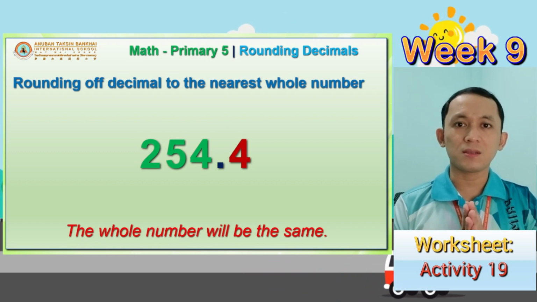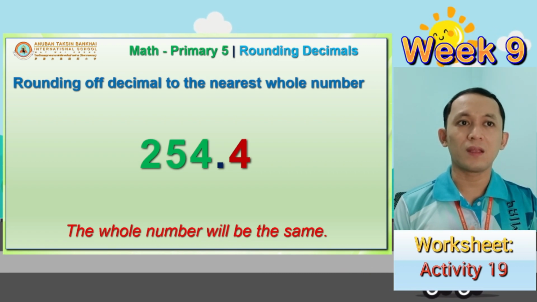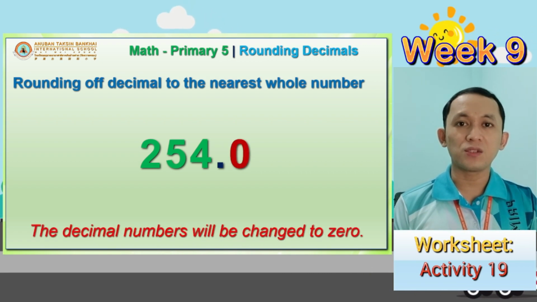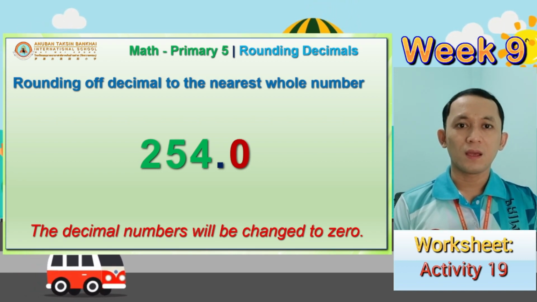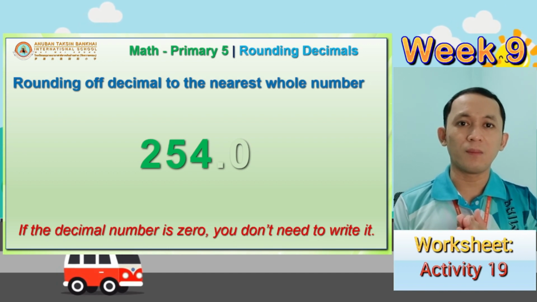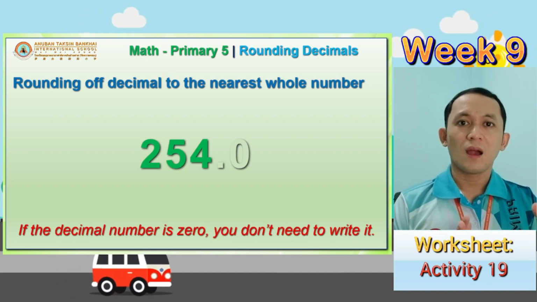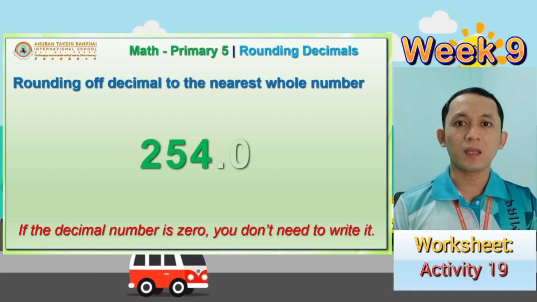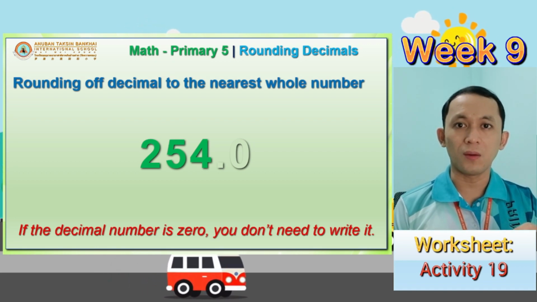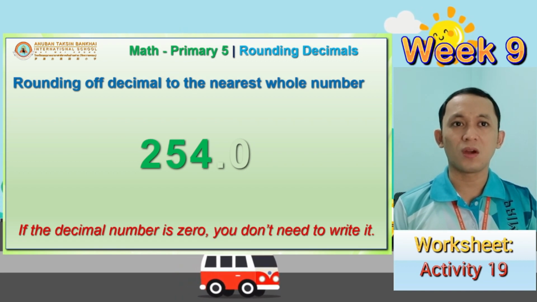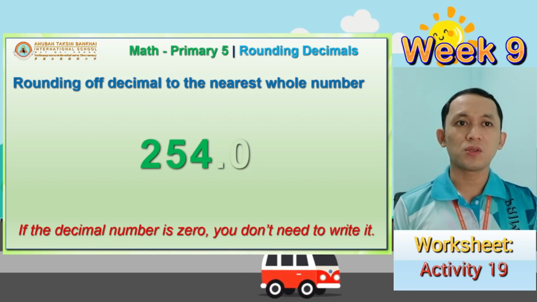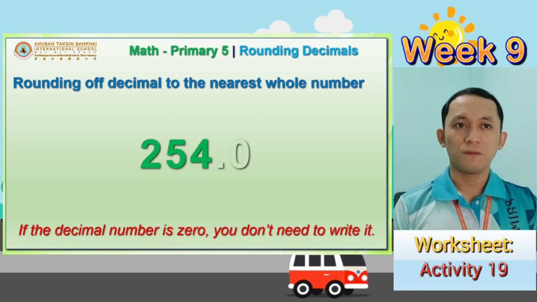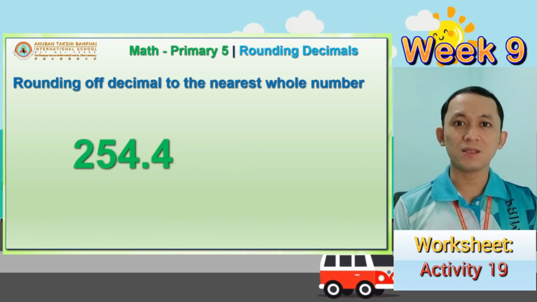Now the decimals on the right side will be changed to 0. So the number that we have here is 254.0. Now in decimals, if the numbers on the right side are 0, you don't need to write 254.0. It's okay not to write that. So instead of writing 254.0, all you have to do is write 254. Okay, very easy.